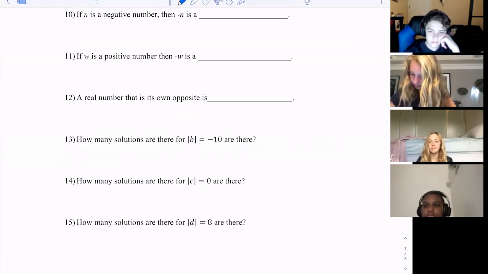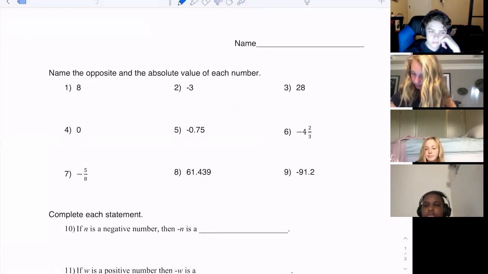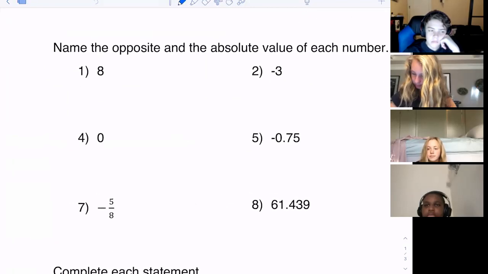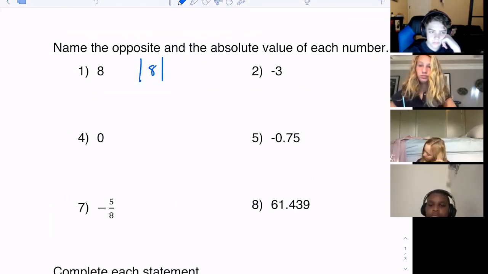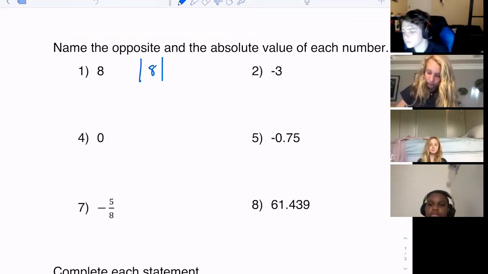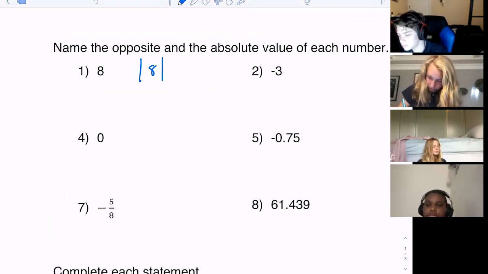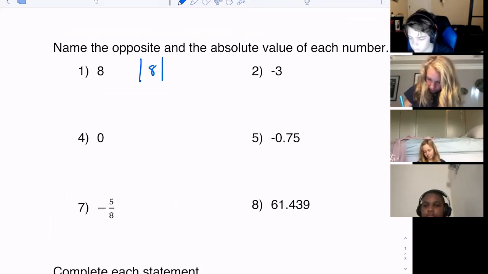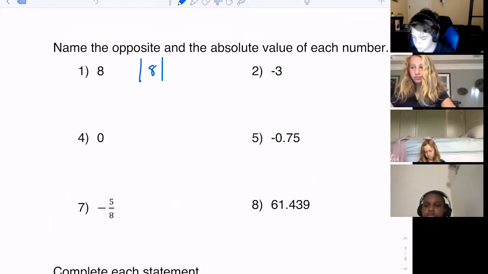All right, here we go. So number 1, name the opposite and the absolute value. Now, don't forget absolute value. That's the symbol for absolute value. Okay. Now, also, guys, is that a little better? All right, I think that's a little better.